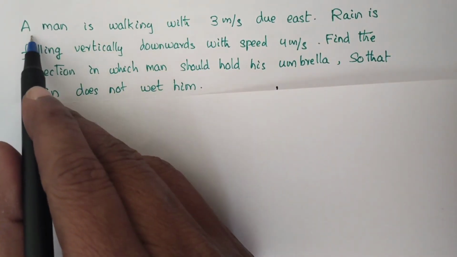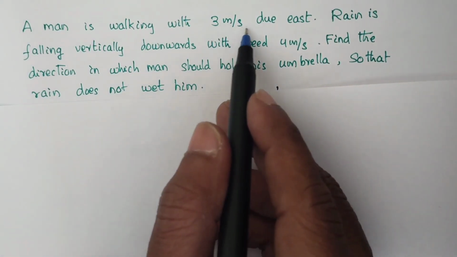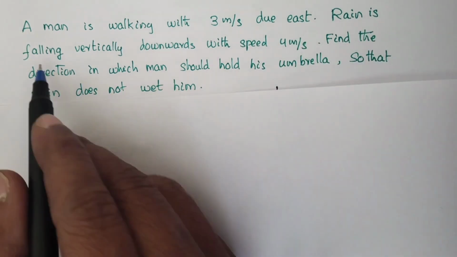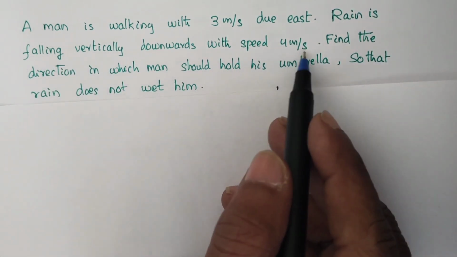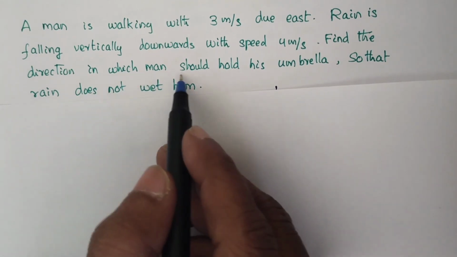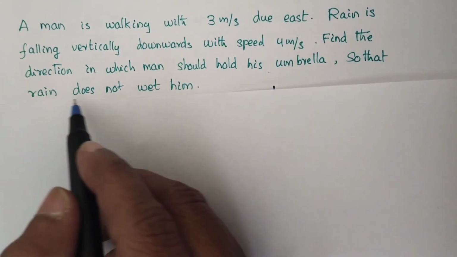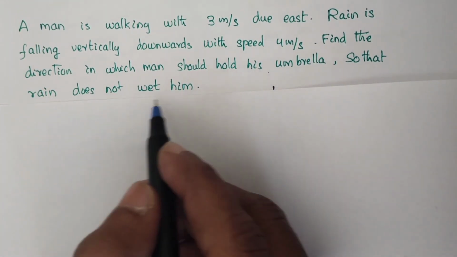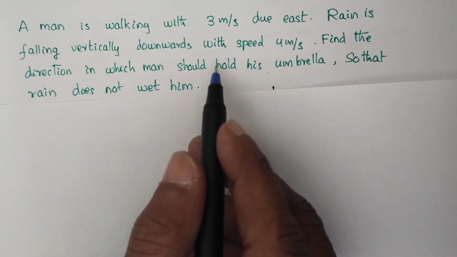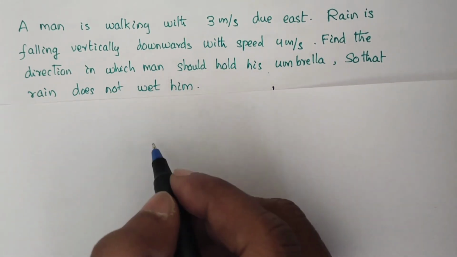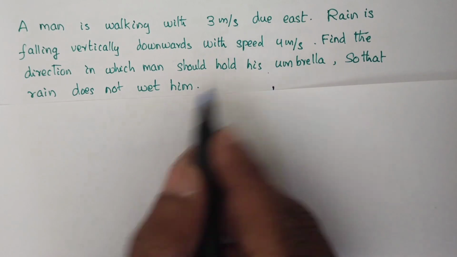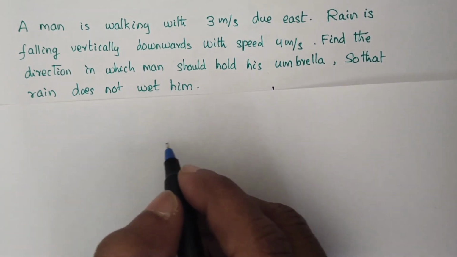So let us see this problem, students. A man is walking with velocity 3 meters per second to the east and rain is falling vertically downwards with a speed of 4 meters per second. Find the direction in which the man should hold his umbrella so that the rain doesn't wet him. For doing this problem we should use the concept of relative motion. Let us first write the diagram.